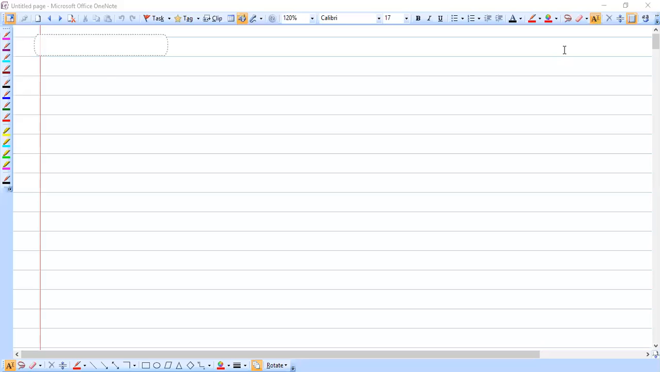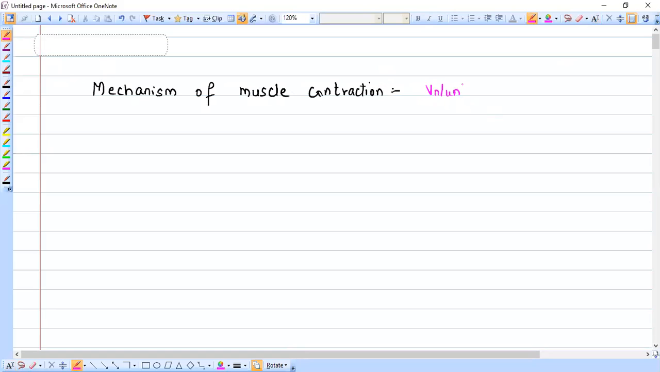We are talking about the mechanism of muscle contraction, which means how the muscles contract. See, if muscle contraction is voluntary, it means it is in your control. That is taken care of by the skeletal muscles, the muscles which are attached to your bones.